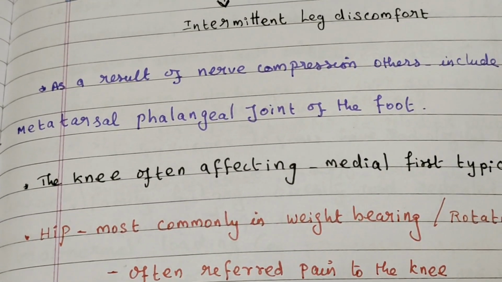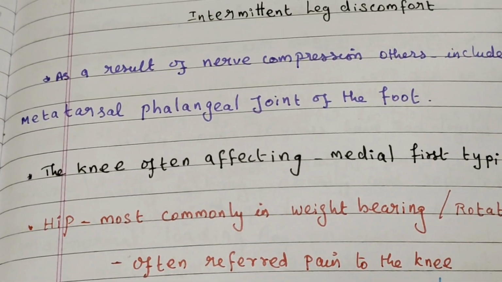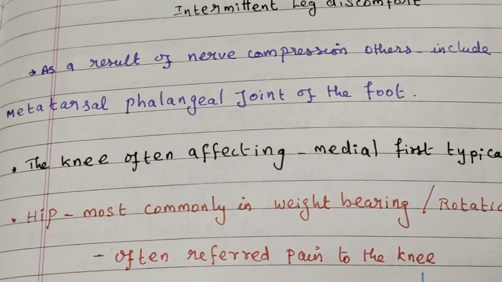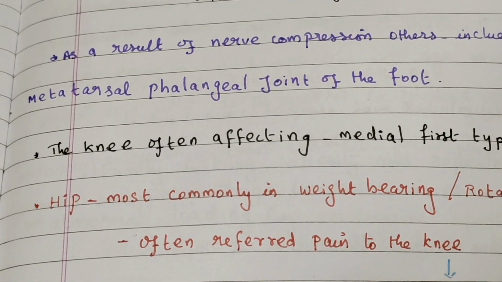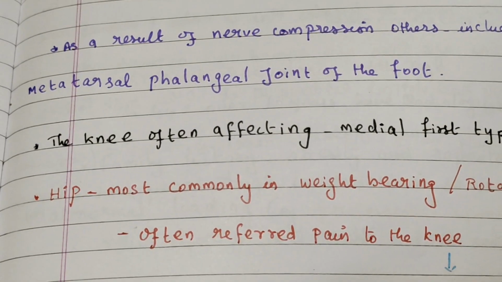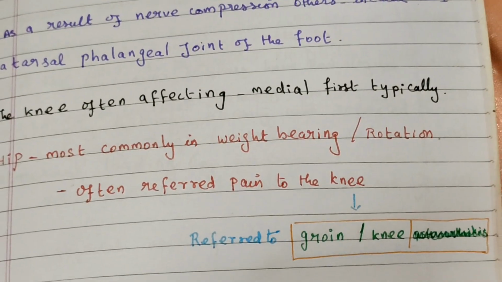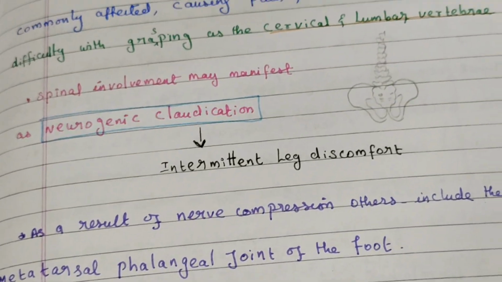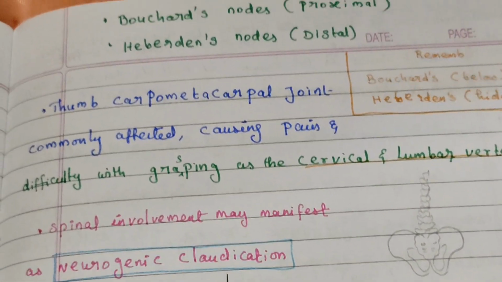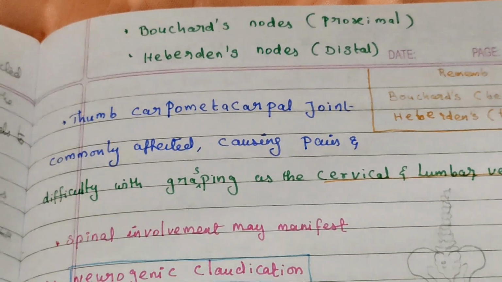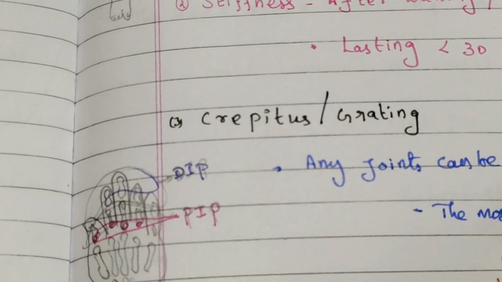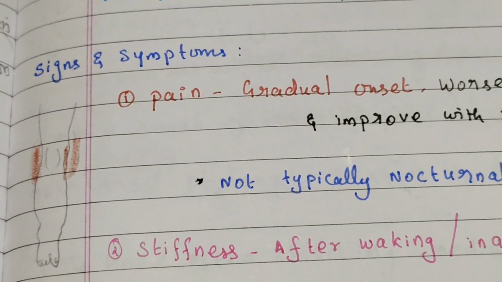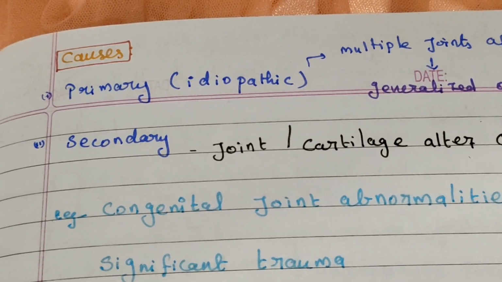The hip is most commonly affected in weight bearing or rotation, such as when putting on socks. The pain can also be referred to the groin or knee, mimicking arthritis. Hip mostly affected, knee also affected, spine also affected, thumb also affected, fingers, distal and proximal phalanges, then pain in the leg. Next, what are the causes?